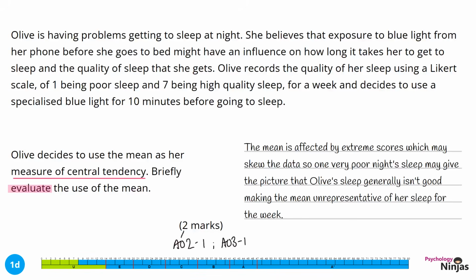The mean is affected by extreme scores, which may skew the data, so one very poor night's sleep may give the picture that Olive's sleep generally isn't good, making the mean unrepresentative of her sleep for the week. We've clearly identified a weakness in that the mean is affected by extreme scores. However, we need the context of how this would have an impact. So one very poor night's sleep is where we actually get our identification mark. We then justify this by saying that the mean is then unrepresentative of her sleep, affecting the validity and generalizability of these results if we wanted to do that extra additional step further.